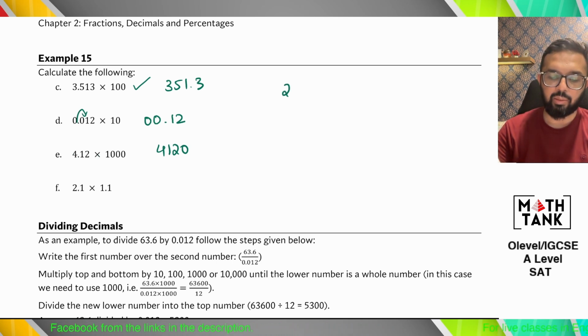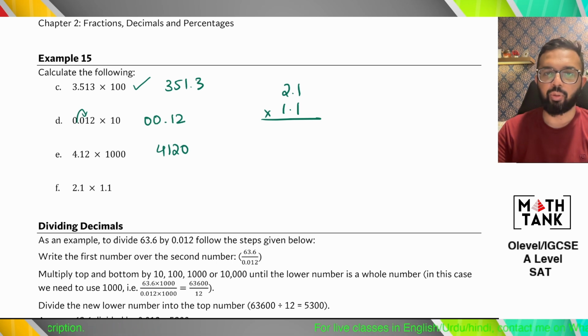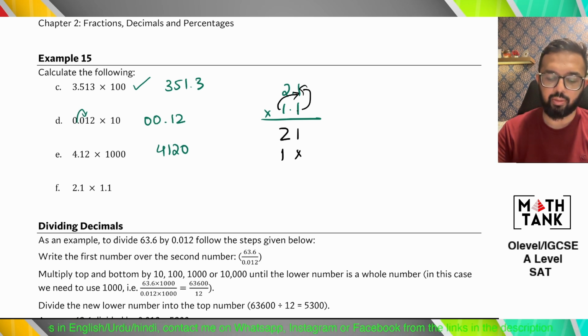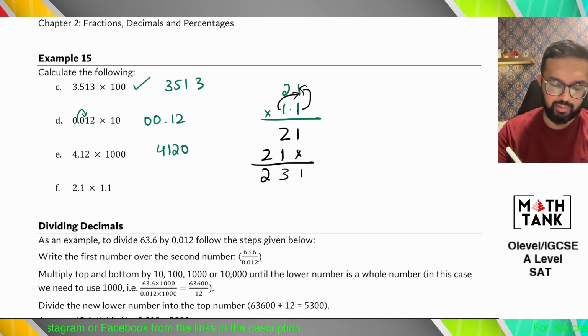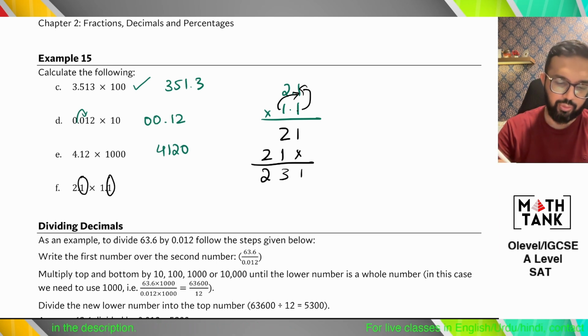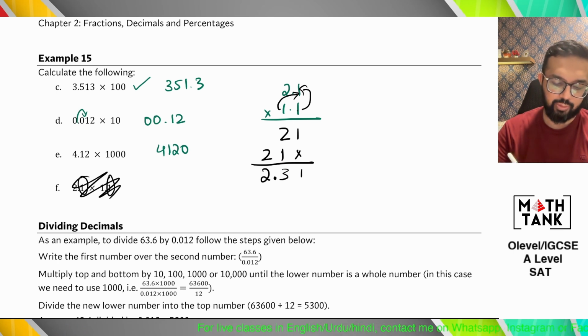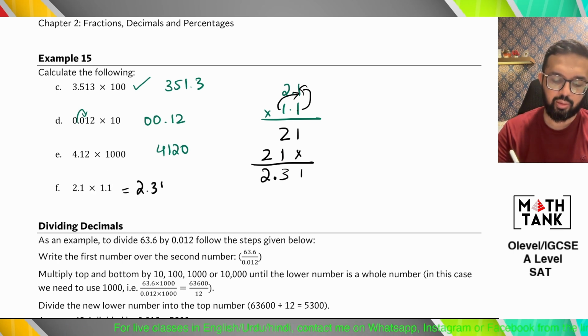Then 2.1 multiplied by 1.1 is normal multiplication. So what I'm going to do is multiply 21 by 11. 1 times 1 is 1, 1 times 2 is 2. Put across, I multiply with this one, so I get 231. How many decimal places were there in the original question? 1 and 2. So I'm going to count two decimal places, 1, 2, and then put the decimal. So the answer to this would be 2.31.